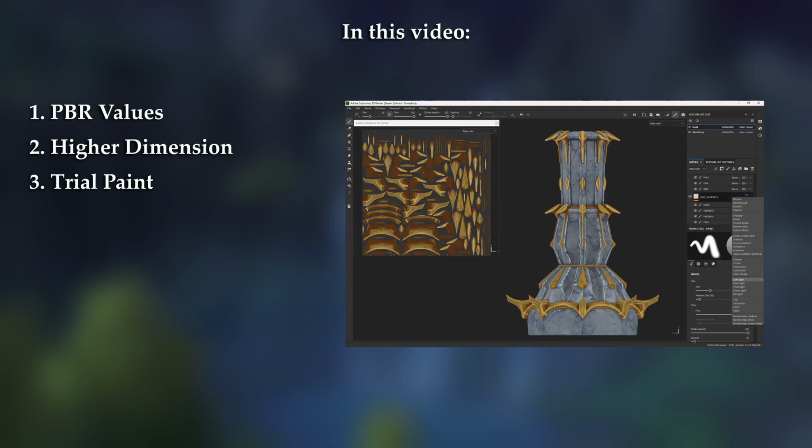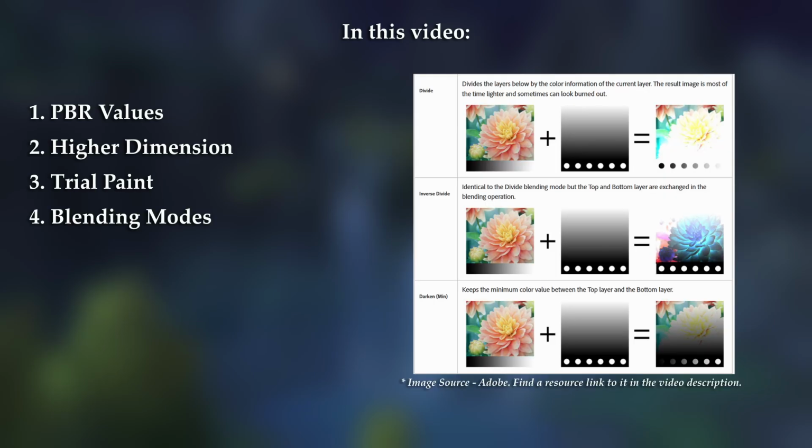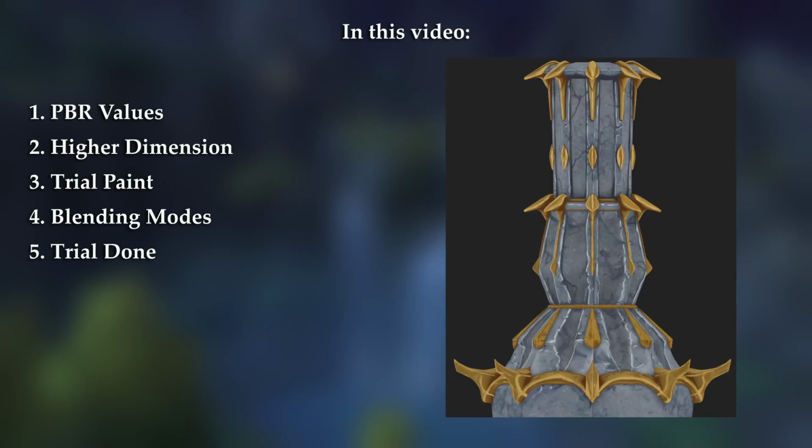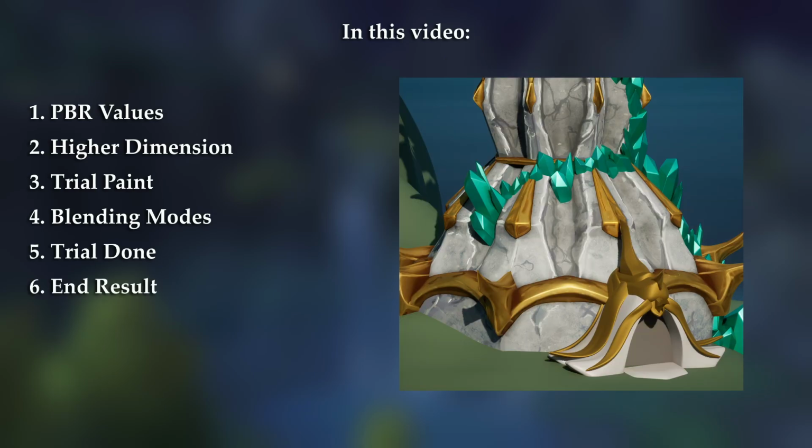Trial paint. I test a small portion of the mesh by hand, painting only that region. Blending mode. We explore the blending modes in Substance Painter, akin to Photoshop. Trial done. We preview the work after the trial paint. End result. We look at details and screenshots and footage of the end result of all of the metallic surfaces.